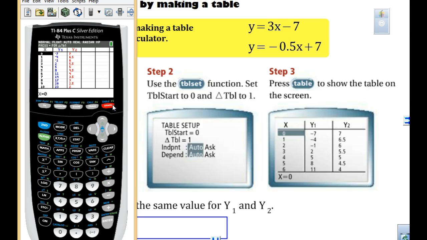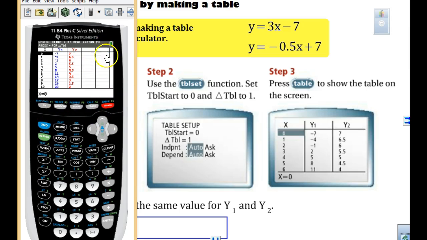Now yours looks a little different than mine up here. It doesn't have all these lines, but you have your X and you should have your Y1 and your Y2 behind it. Okay? Mine is going up by a scale of 1. Is yours also going up by 1s? You can change that at different points by going to what's called your table set, but at this time, since ours is all this way, we're going to leave that.